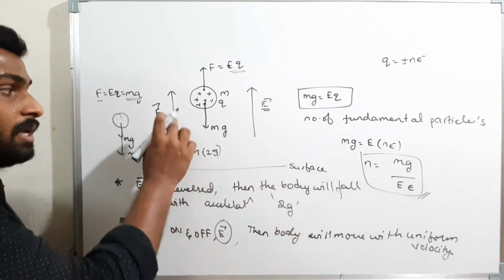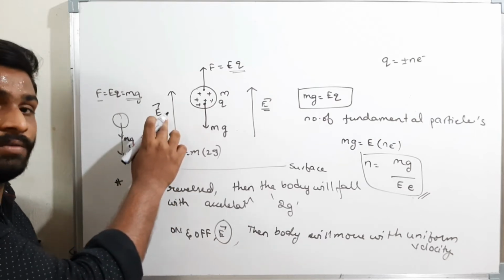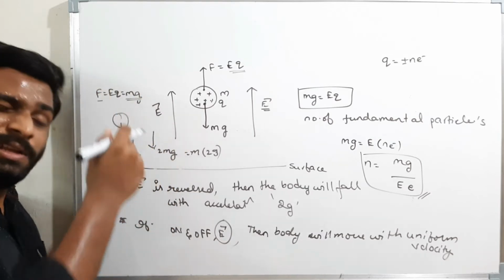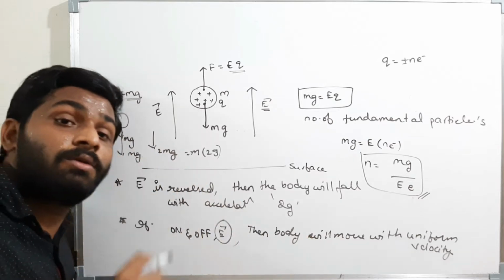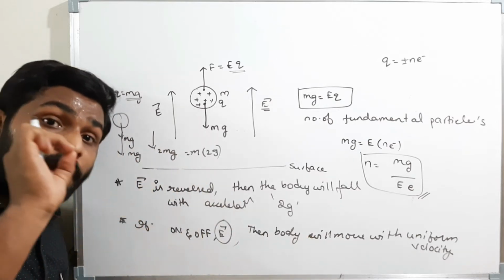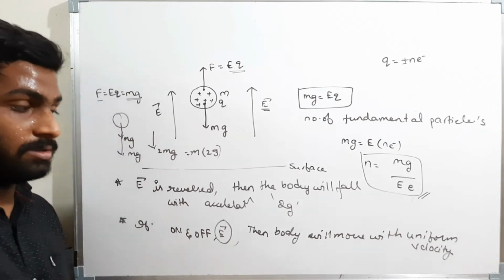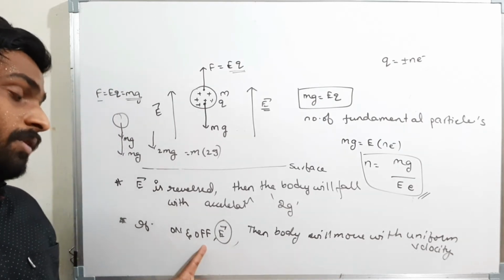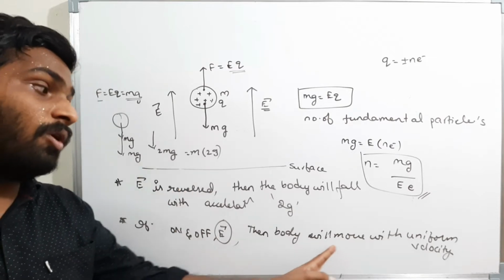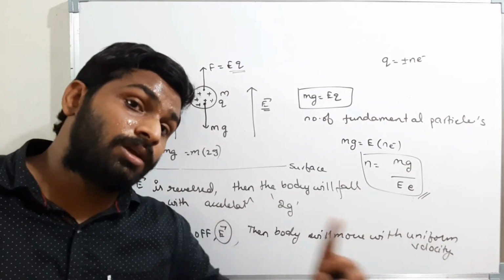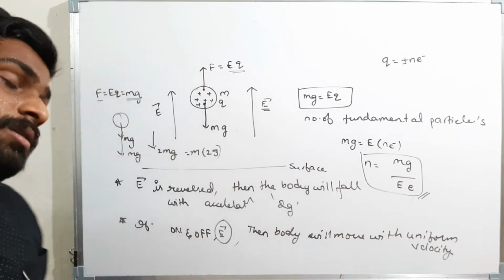Now if I switch this electric field on for 1 second, off for 1 second, on for 1 second, off for 1 second, continuously, then the body will move with a uniform velocity, not with uniform acceleration. Please remember this, a very important question. If the electric field is switched on and off momentarily, then the body will move with a uniform velocity, not with acceleration.